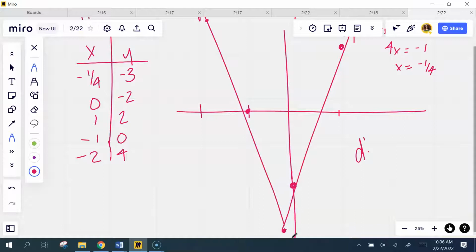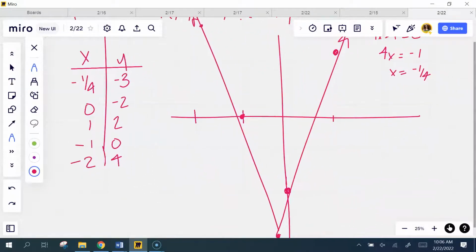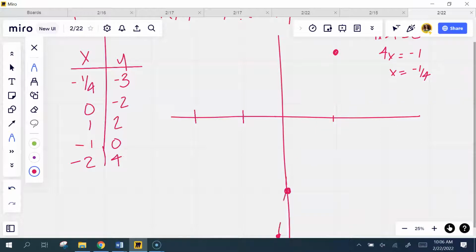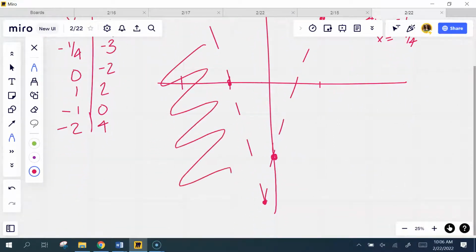How about the domain here? Oh, you didn't have, oh, that's right. Oh, we got a shade. I'm sorry. I should have dashed that, right? Because it's less than, not less than or equal to, so this is actually dashed. And then I got to decide where to shade. So it's y is less than, and less than is going to be outside here.